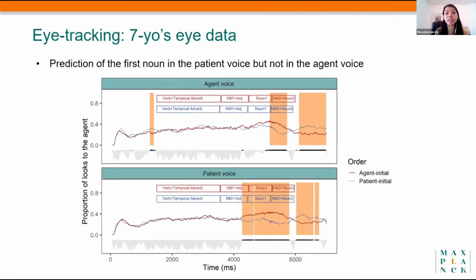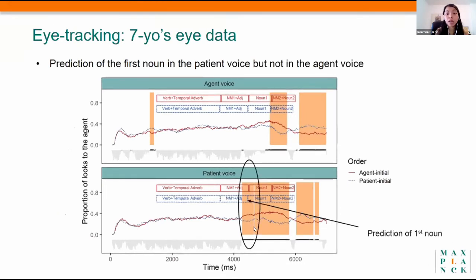So here we actually see that, like the adults, there is prediction of the first noun, but this was only in the patient voice and not in the agent voice. So we actually see this here, our difference starts even before the first noun was mentioned. Unlike the adults, though, who showed looks to the second noun even before it was completely mentioned, we see that the switch only occurred after the second noun was completely mentioned. So we still see a difference in speed of processing there.